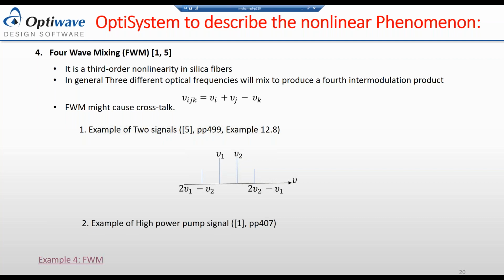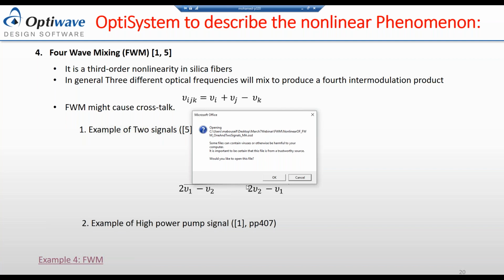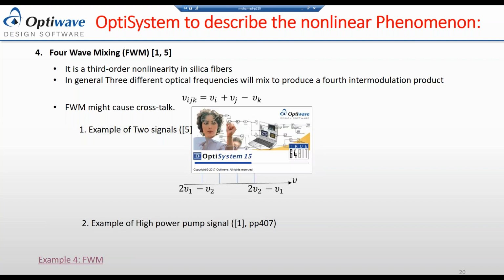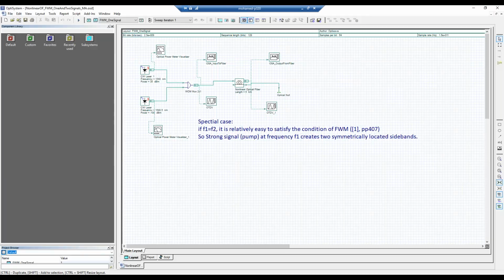Another example is in Agrawal's book. He said that if you have a very powerful signal, only one very powerful signal, this signal will generate two sidebands, two signals symmetrical to the original signal, and we verified this as well. Okay, let's go to this one. Okay, thank you. We are accessing our software.